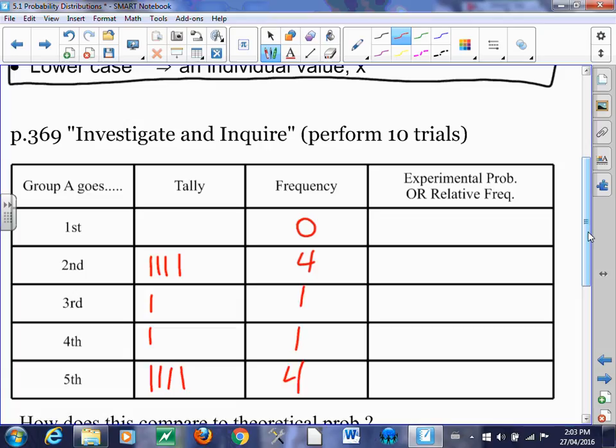But now what's different is what we call experimental or relative frequency. Okay, well, we want to do it on a total. So the relative frequency is kind of like your probability. So 0 out of 10, because they got 0 out of 10, which means their probability of getting it is 0. Group 2, or the second group, got 4 out of 10, which equals 0.4.